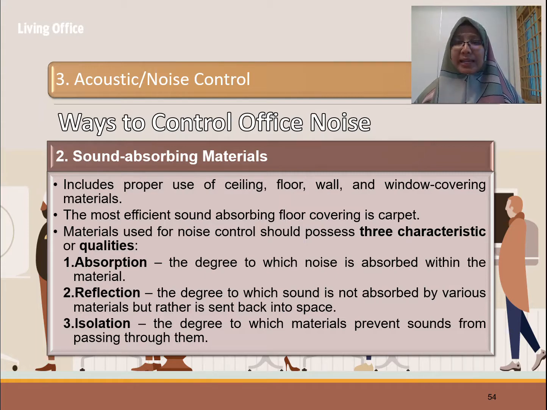And lastly is isolation, the degree to which material prevents sounds from passing through them. In other words, we call it a barrier, so that the sound will not pass through them. So these are the 3 characteristics or 3 qualities of material used for noise control.